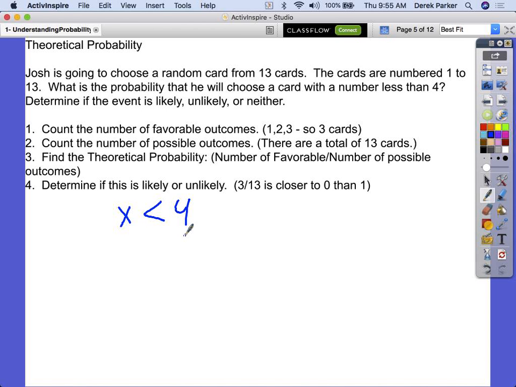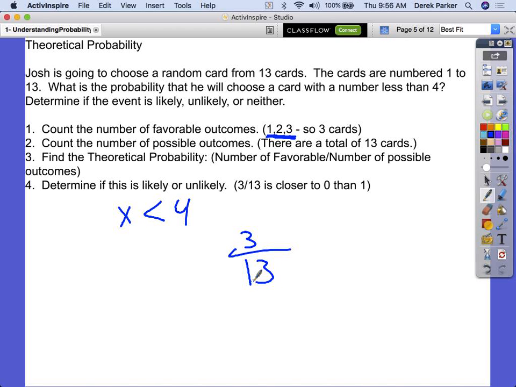Okay, so first step, count the number of favorable outcomes. In this case, 1, 2, and 3 are the only numbers that could be chosen that are less than 4. So 3 is our numerator, 13 is our denominator because there are 13 numbers. Now, that is my theoretical probability. 3 out of 13. I can't simplify that fraction. 3 out of 13 is it.